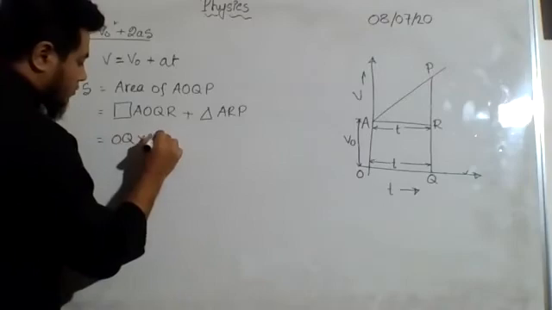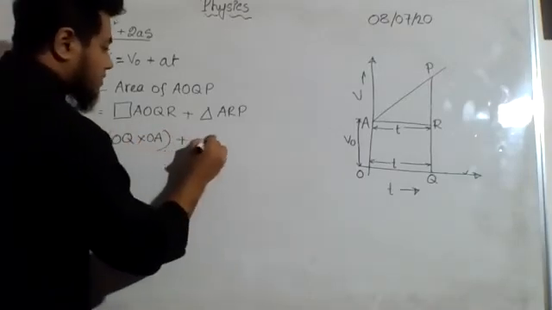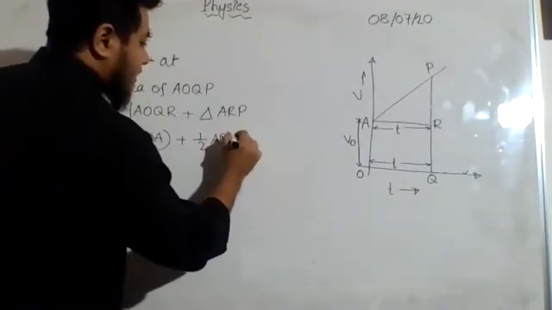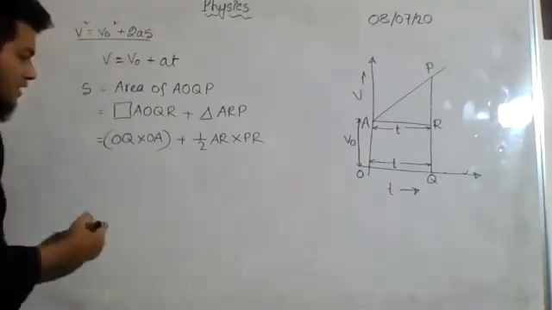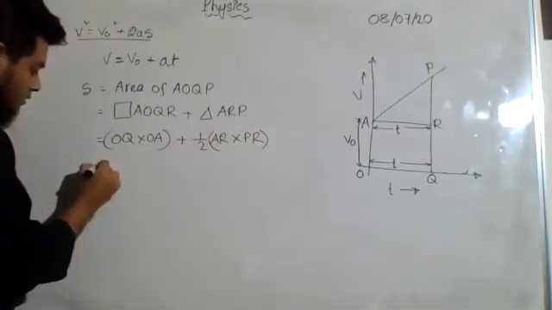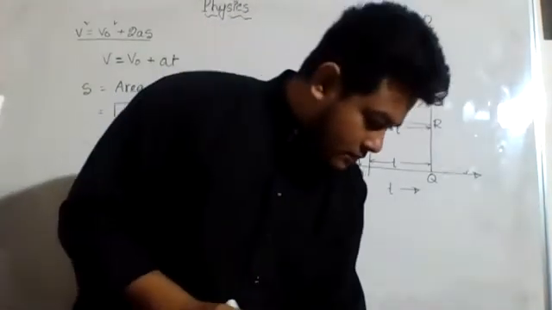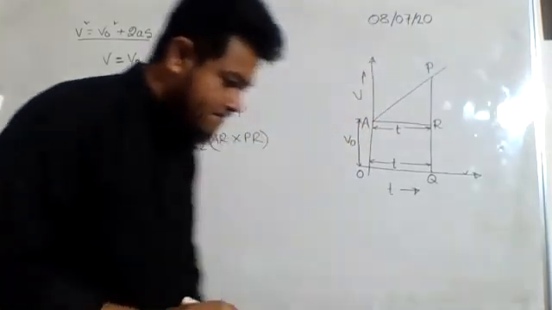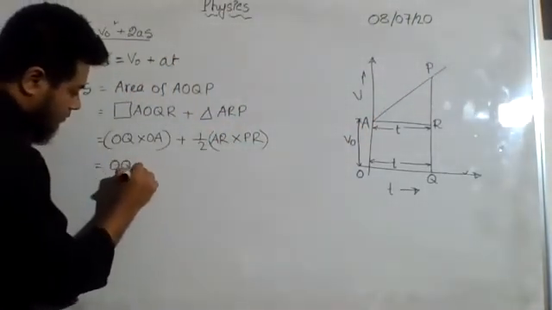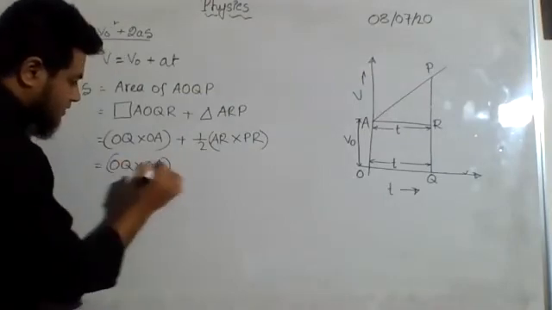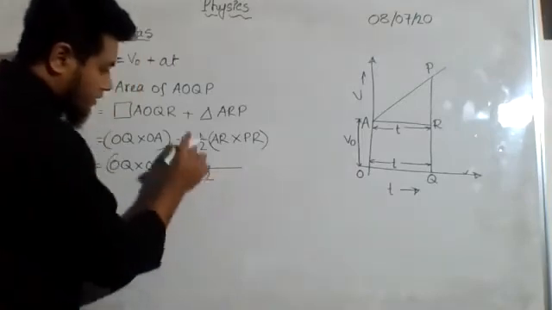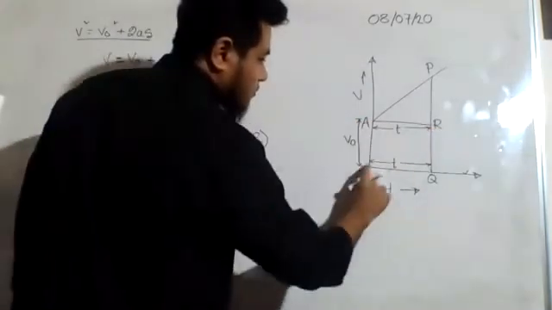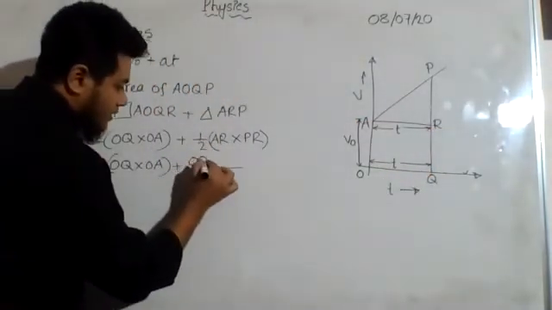OQ into OA, length into breadth, plus half into base into height, which is the area of the triangle. Base is AR, and height will be PR. So OQ into OA, let it be as it is, plus this one I can write as AR into PR divided by 2. AR is equal to OQ, right? So AR can be written as OQ.